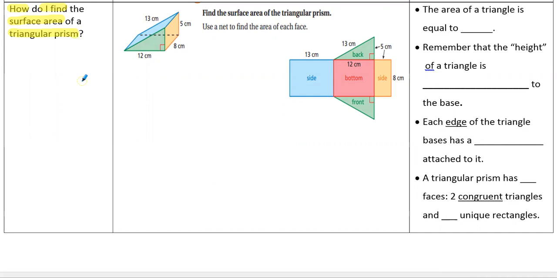I think people get it conceptually, but it's difficult not to make a little mistake, especially when you're finding the surface area of a triangular prism. Okay, I didn't even use the net almost at all in the last problem, so I'll use the net a little more on this one.